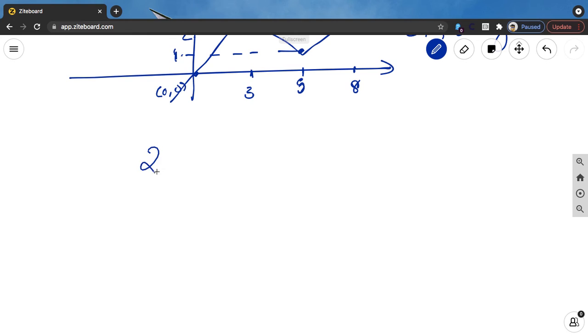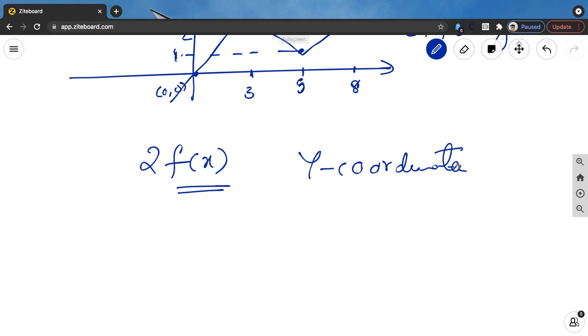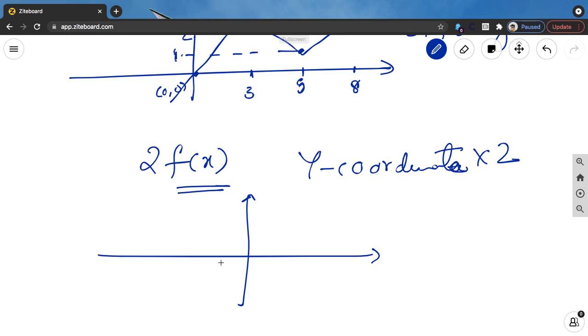Next transformation is 2 times f of x. That means the function value is multiplied by 2. That means the y coordinate is multiplied by 2. Minus 3 comma 0 will remain minus 3 comma 0, because 0 times 2 is 0.